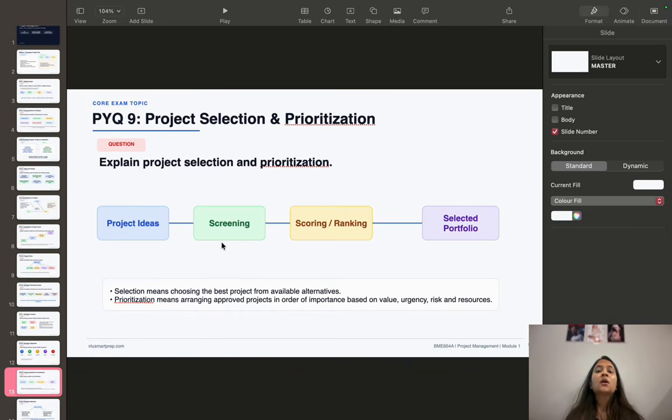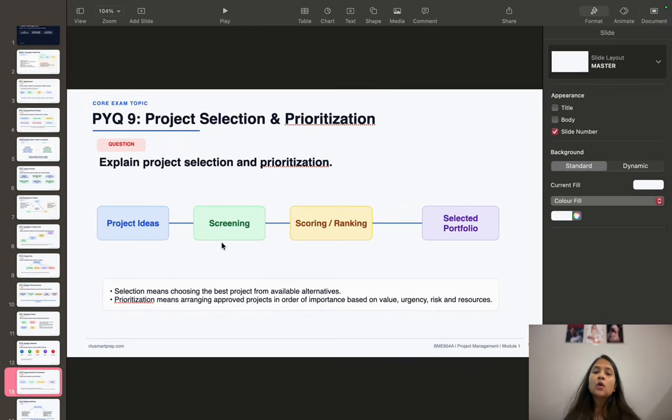Okay, moving on to the next question, we have project selection or prioritization. The next important exam question is: explain project selection and prioritization. Project selection means choosing the best project from many available project ideas. But project prioritization means arranging selected projects in the order of importance.